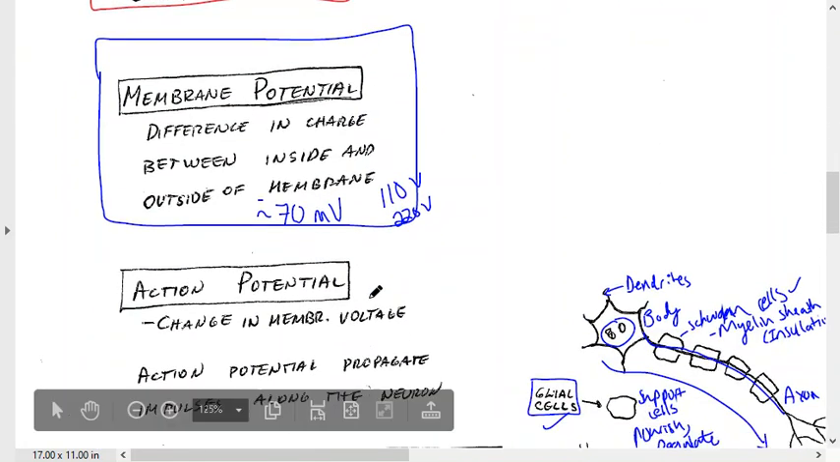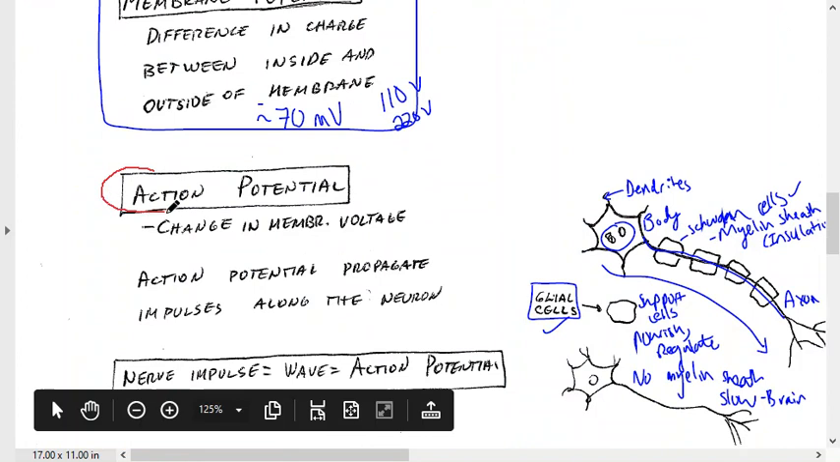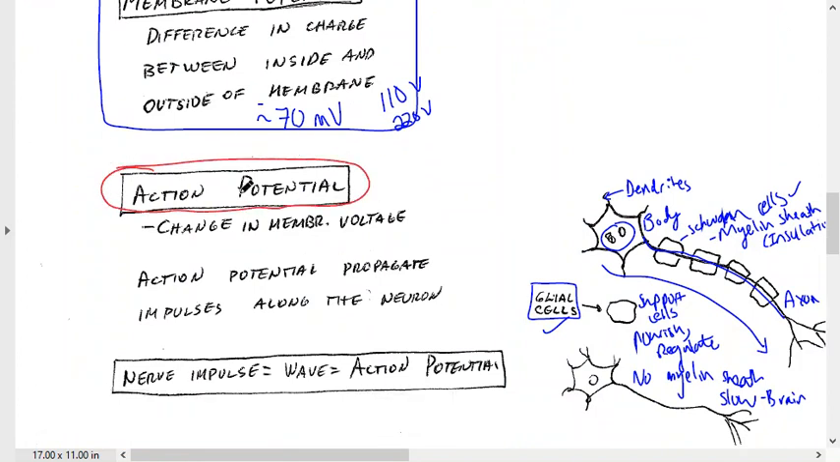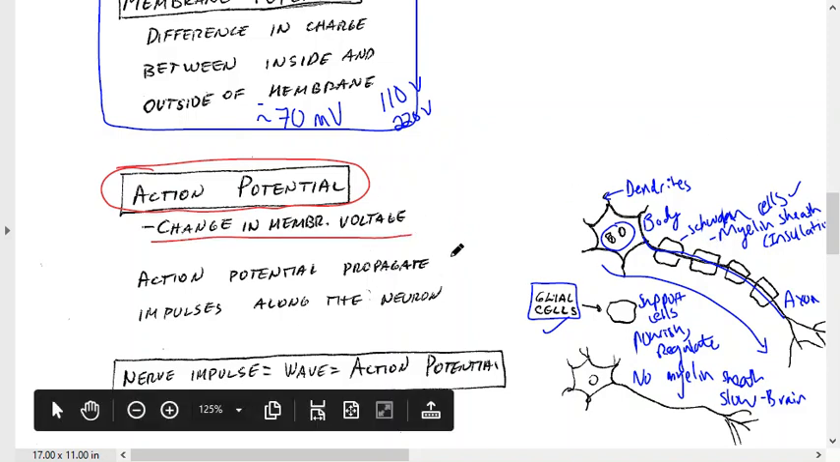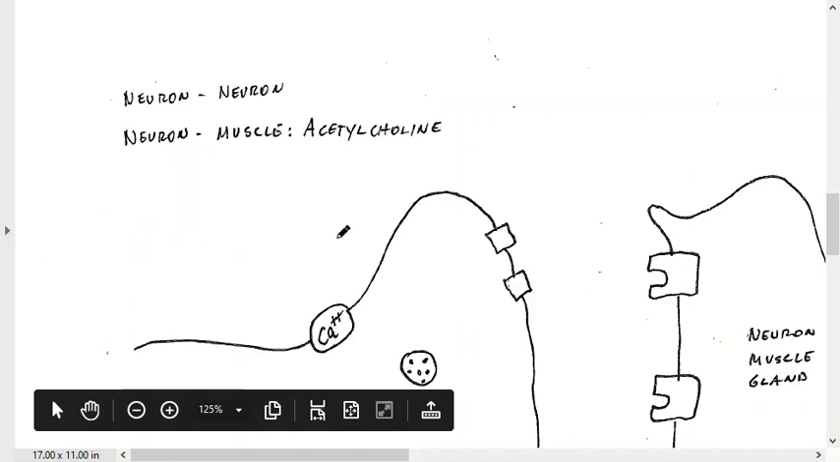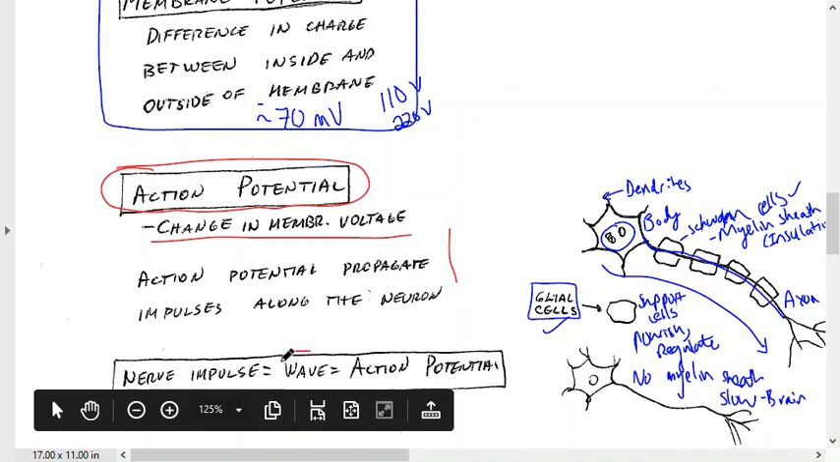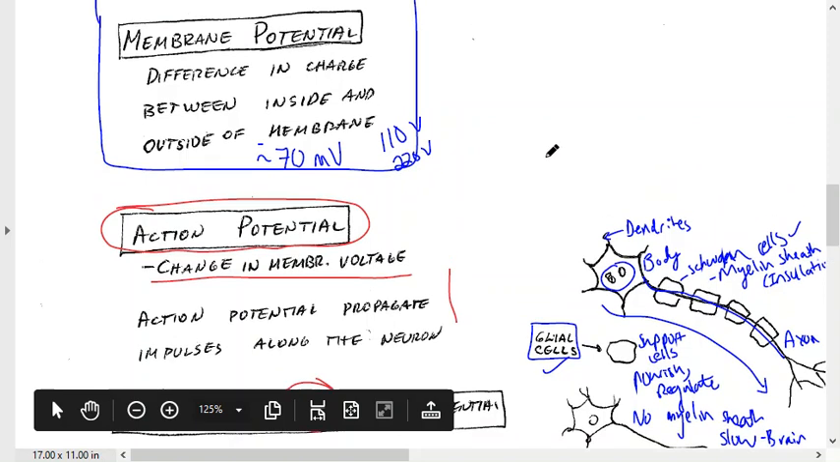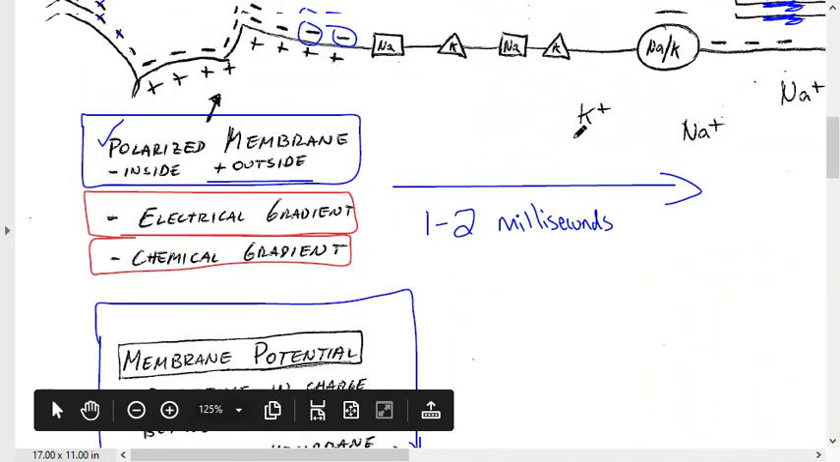That impulse is called the action potential. The whole change in voltage moving down the axon because you've changed the chemical gradient is called the action potential. So the change in the membrane voltage down the axon sends the signal. Think of it as a wave, like doing the wave in a crowded stadium. You send that signal propagating down the axon.